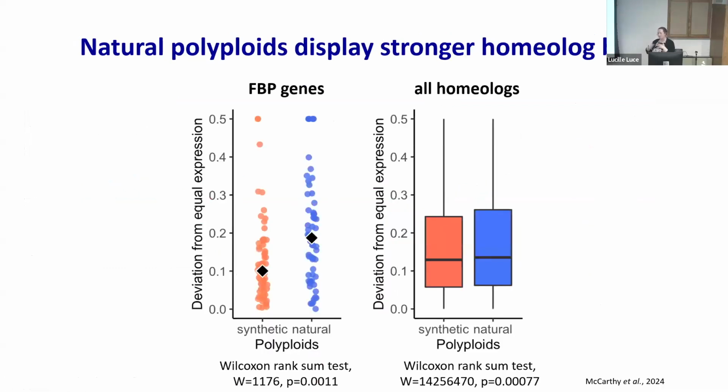And we found this overall. We found that natural polyploids tended to display stronger homolog bias, so more different than equal, both in our flavonoid biosynthetic pathway genes that we can see here. So we have an increased distance from equal in our natural polyploids compared to our synthetics, and that also held across the entire transcriptome. So we're seeing we have stronger bias in our natural polyploids compared to our synthetic polyploids.